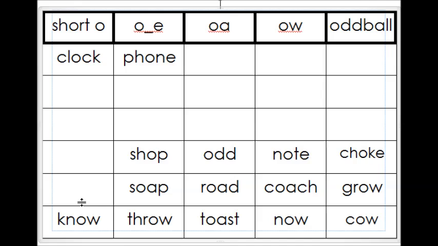Now here, this is not our N-O, meaning no, I am not going to run in the hallway. This is know, as in knowledge, something that you understand, something that you use your brain. I know 2 plus 2 equals 4. So, as you can see, we have a silent K, N, O, W. So that O-W that we're using this week is not the diphthong ow. We're going to use it as a long vowel O.